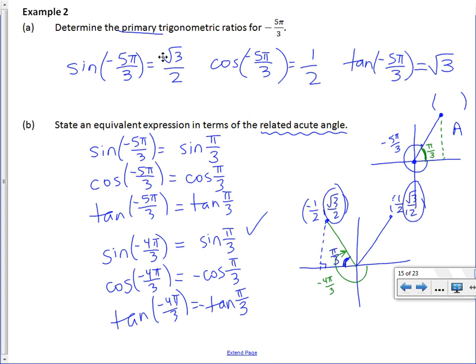This had been negative 11 pi over 6. You just take away the negative 11, now it's pi over 6. The related acute angle will be in quadrant 1, and then you just have to pick the right sign. Do either the same sign or opposite, depending on where that angle is. Okay? Again, you'll get a chance to practice this at home.